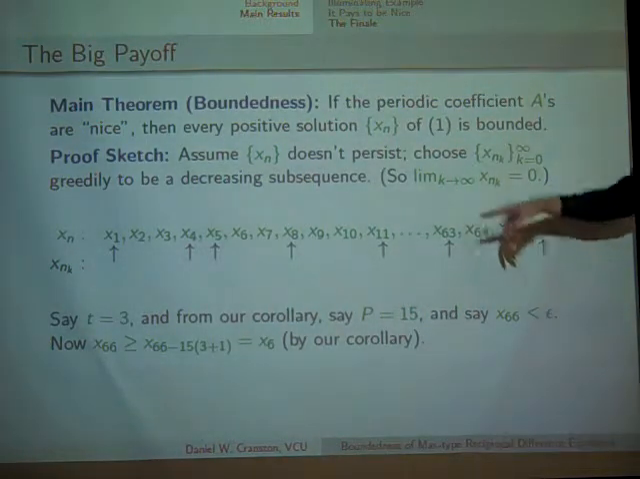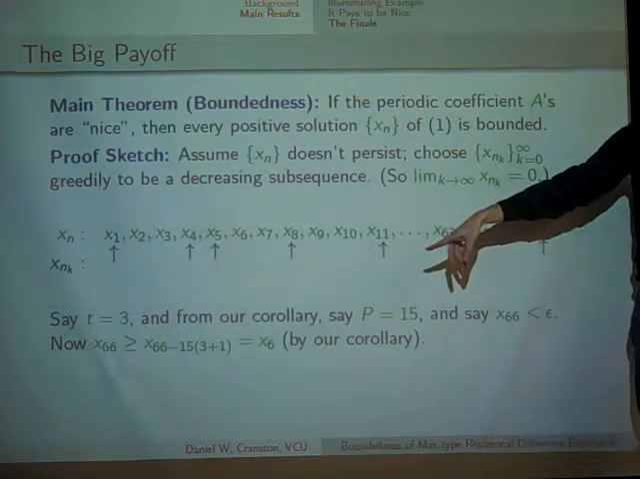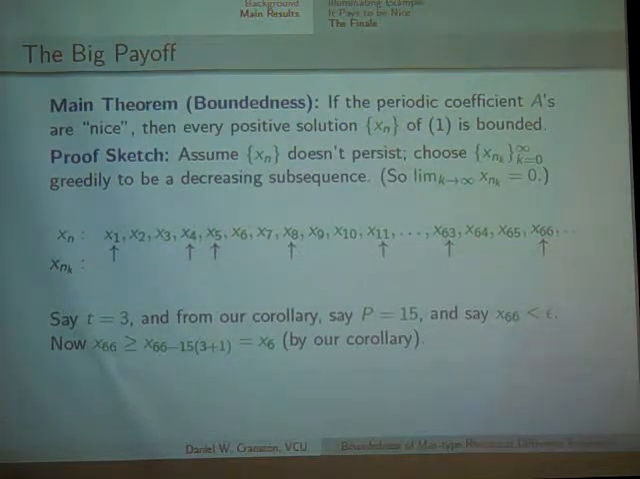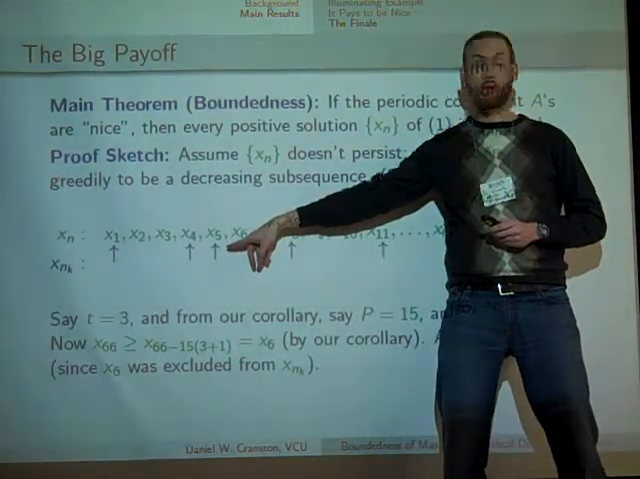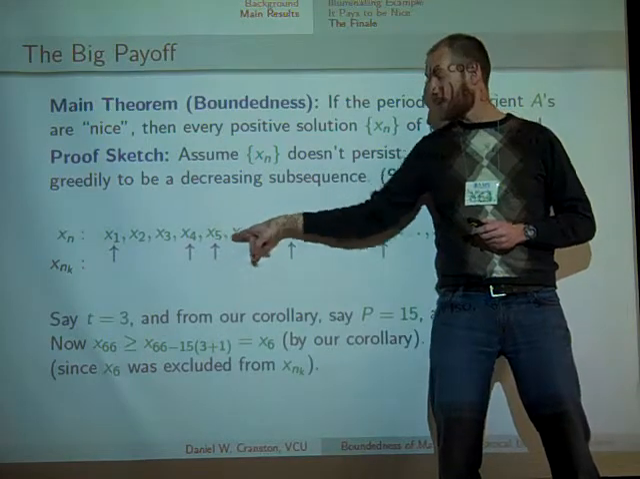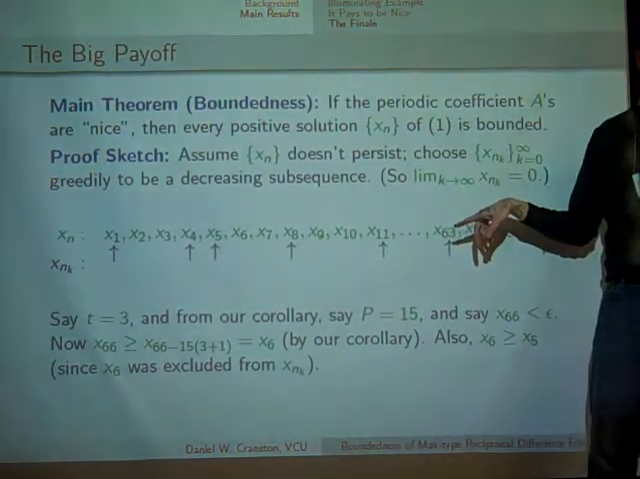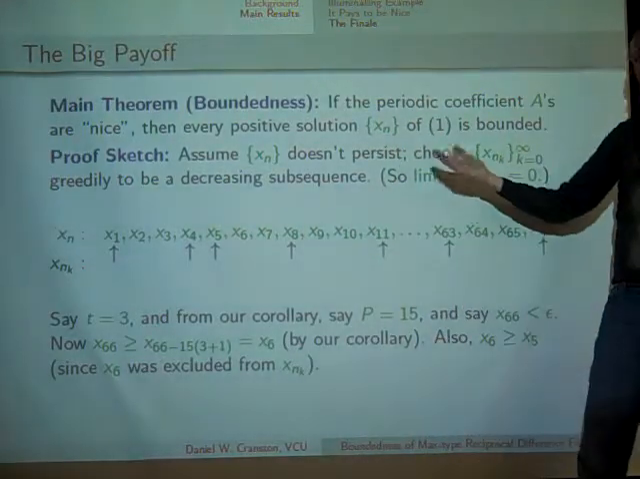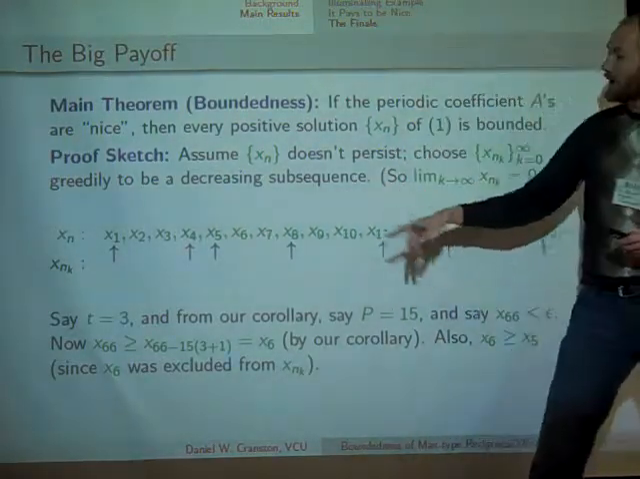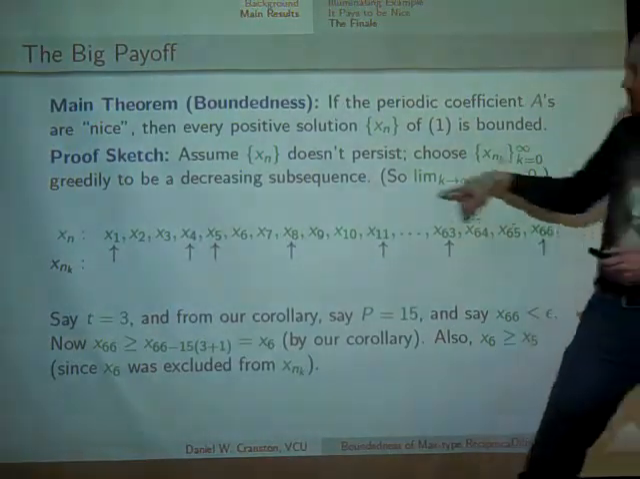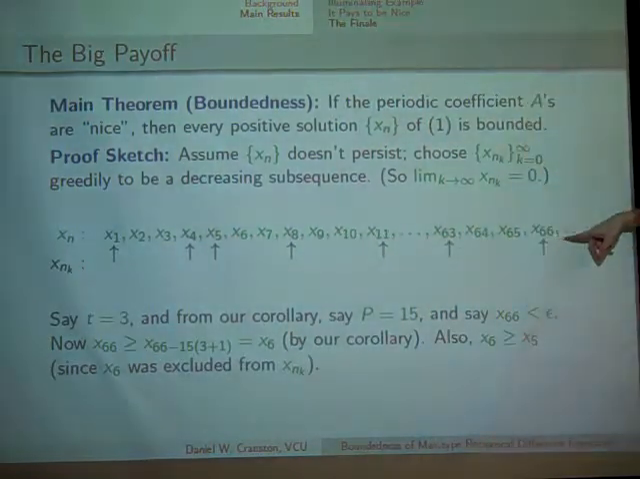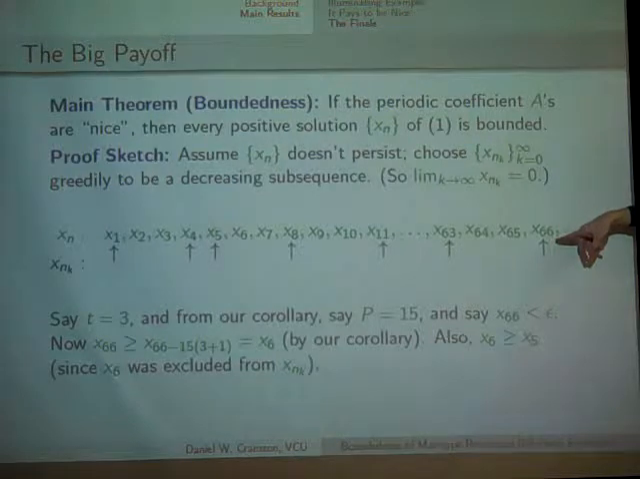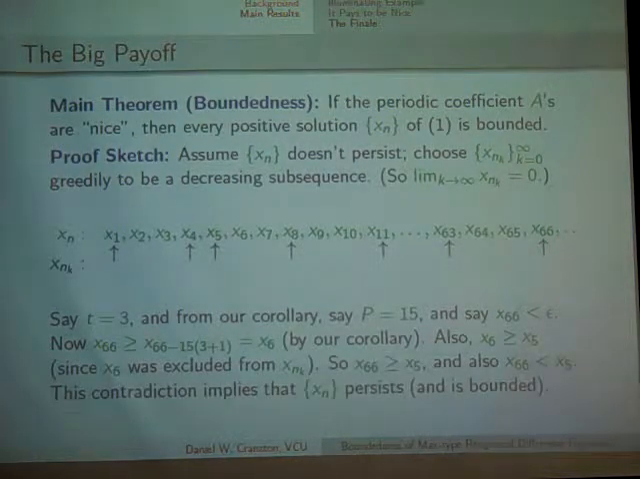So what we're saying is that x_66 is greater than or equal to x_6. Okay? And so now our question is, what's going on with x_6? Well, in this case, we know x_6 is greater than or equal to x_5, because if x_6 wasn't greater than or equal to x_5, then we would have put it in this black subsequence. The black subsequence is the greedily decreasing one. So x_66 is greater than or equal to x_6, and x_6 is greater than or equal to x_5, but x_5 was greater than x_66. Right? And so that's going to give us a contradiction.